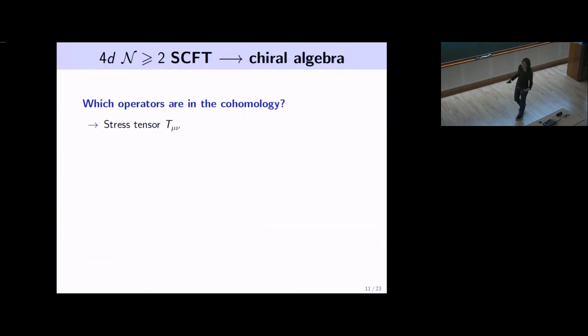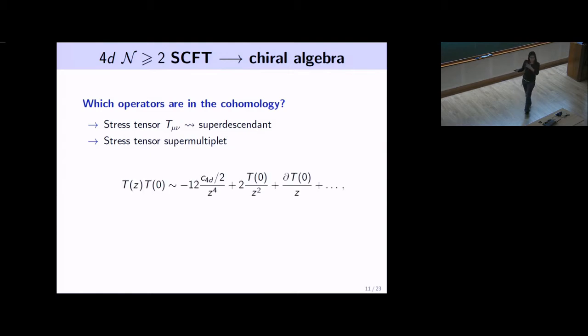So now you can go on, which other operators are in the cohomology? Well, a universal multiplet you should expect to have in any theory is the stress tensor. The stress tensor is not in cohomology, but it sits in a supermultiplet, so it sits with other operators in the same superconformal multiplet. And there's another operator in this multiplet that is in cohomology. It's actually the SU2R current.